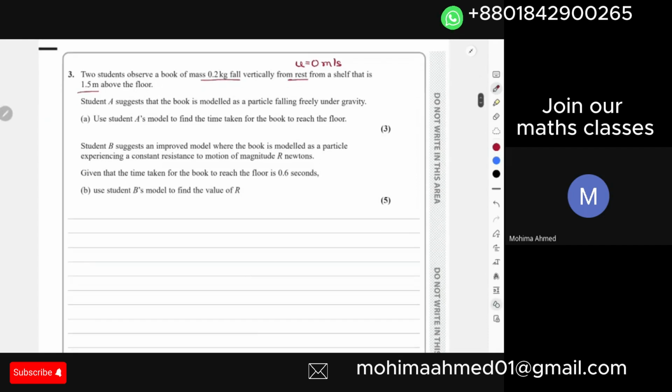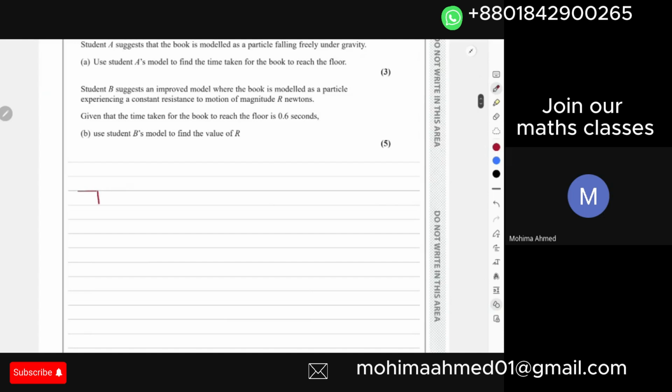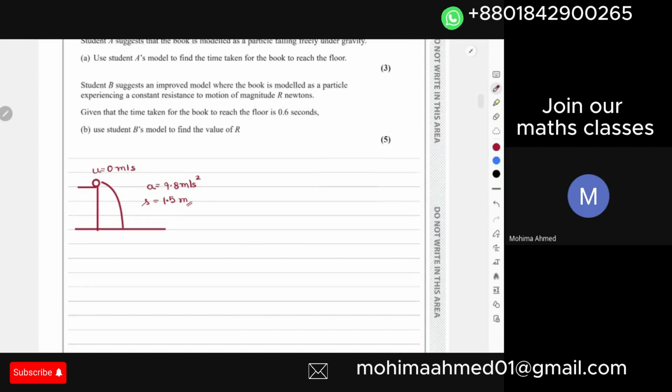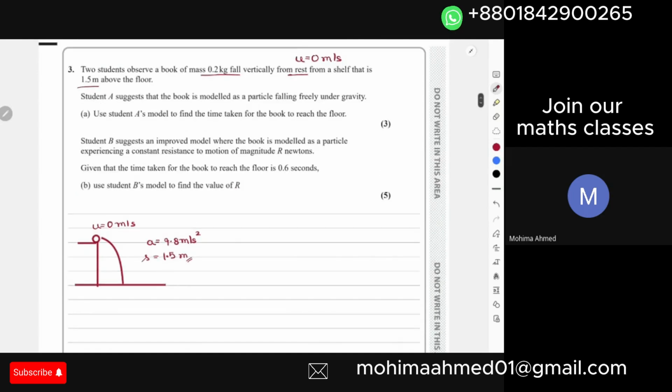I mean, we are only using the basic equations of motion, right? This is how the diagram is. The particle is only falling downward. Initial velocity here was 0 meters per second. This is obviously a free fall, so 9.8 meters per second square, and your distance is 1.5 meter. Right, in that case, what SUVAT, nothing else we have.